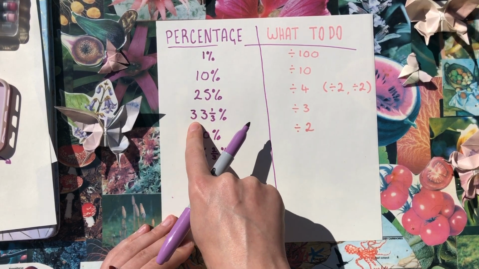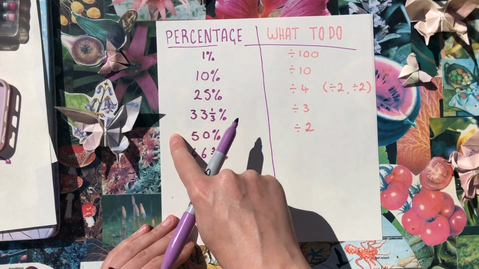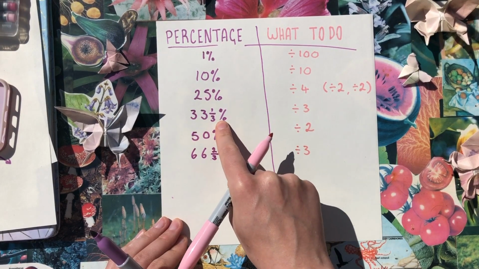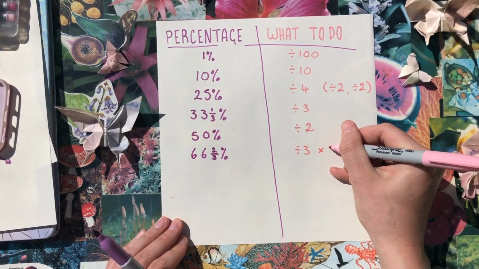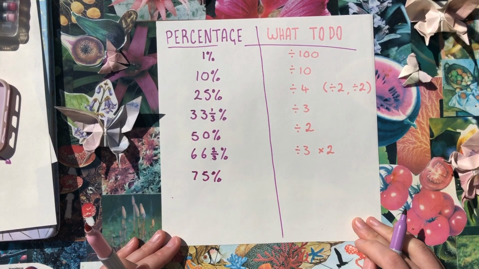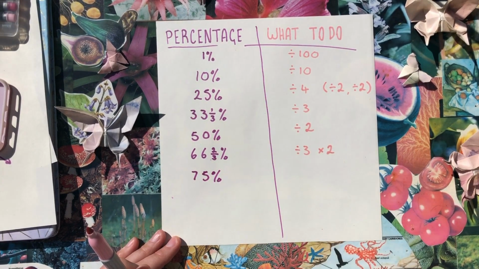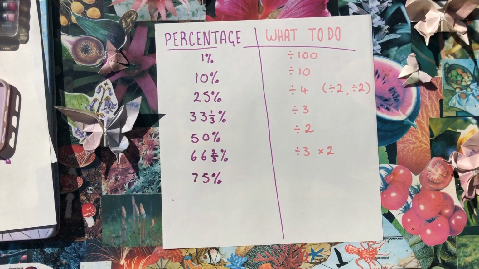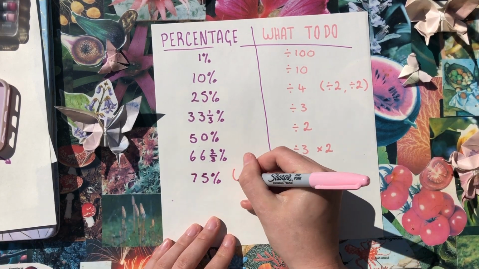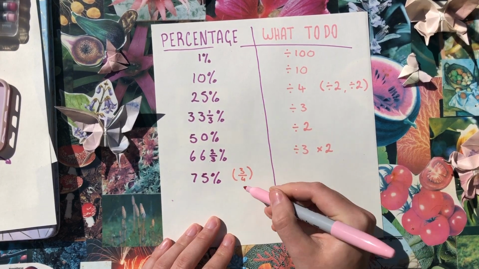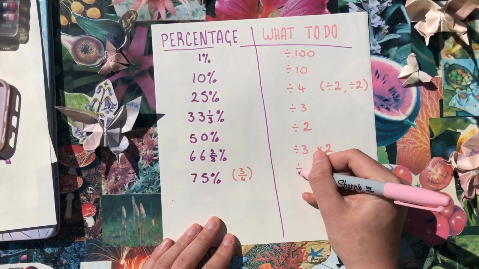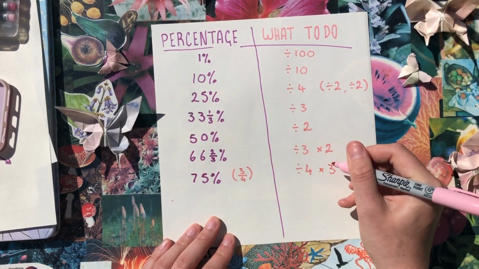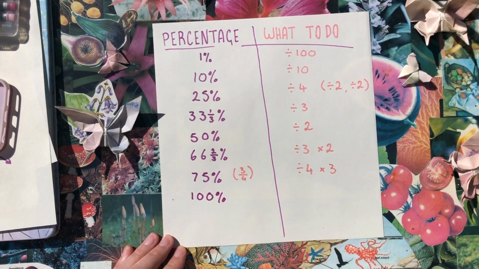66 and 2/3%. Obviously a friend of this one up here, 33 and 1/3%. It is double that. This is a combination one. We're gonna divide by 3 to find the 33 and 1/3, and then we're gonna times by 2. 75%, a few different ways that you could do this. You could take 50% and 25% together, and that would give you 75%. In terms of fractions, it's 3/4, so think about how you would do 3/4. You divide by the bottom, you times by the top. So we're going to divide by 4 to find ourselves 25%, 1/4, and then we're going to times by 3 to build it up to 3/4.